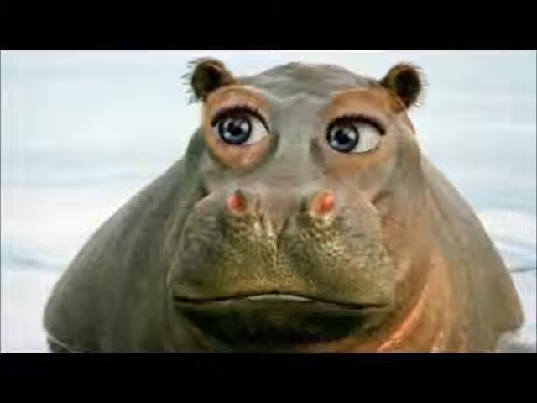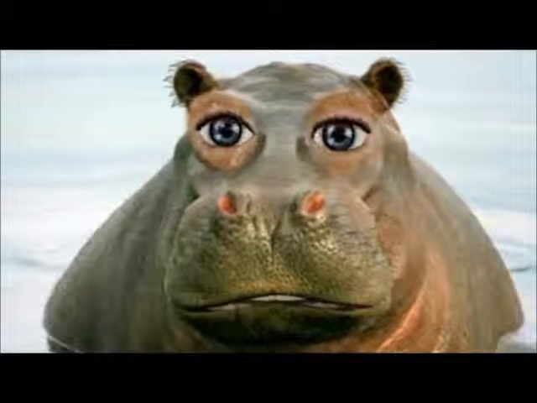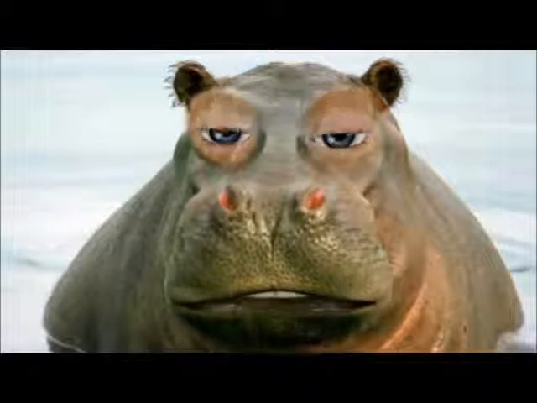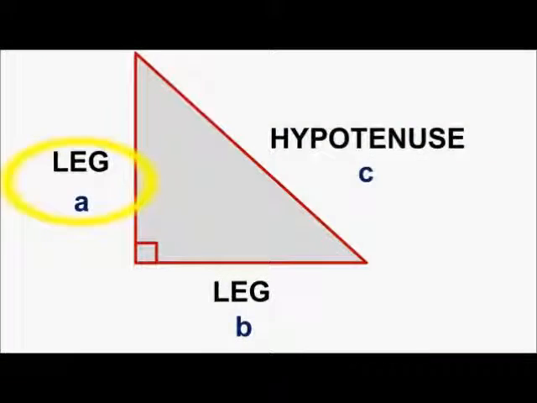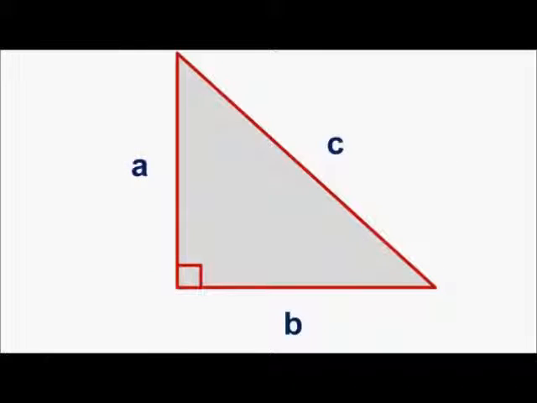Usually, a right triangle is marked with the letters A, B, and C, where A and B represent the legs, and C is the hypotenuse. This helps us write the Pythagorean theorem.